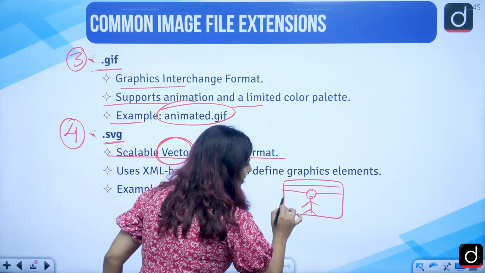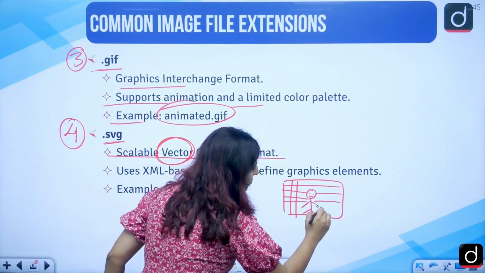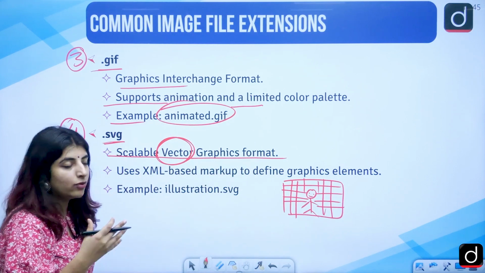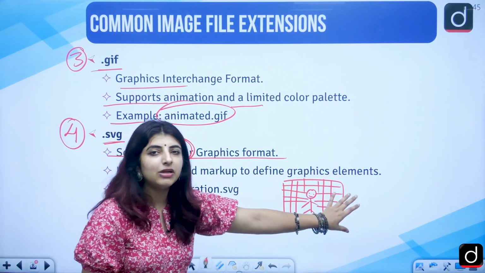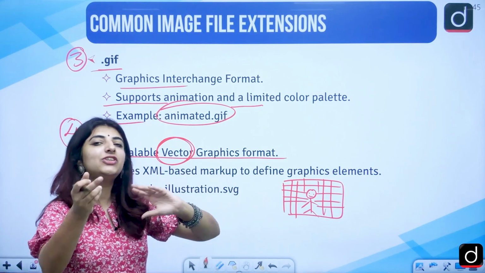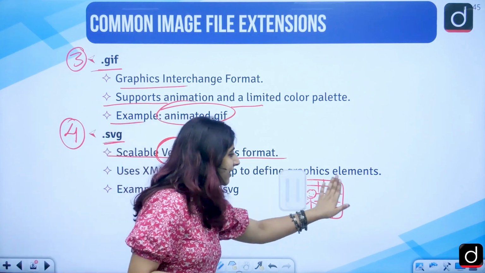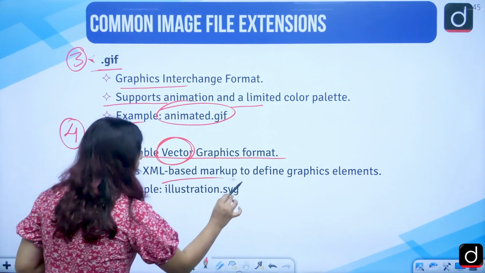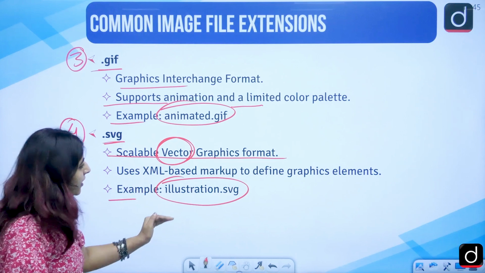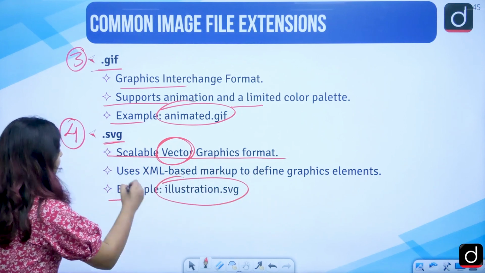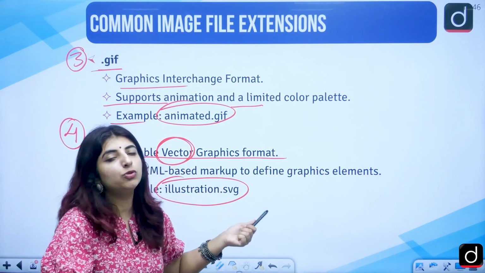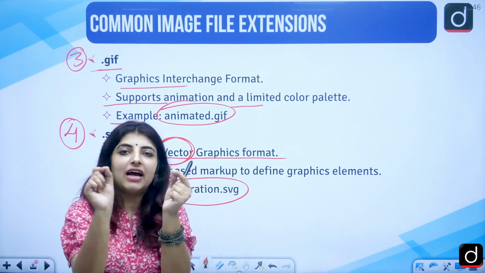And there will be these grids in the background. Correct? But when you download it and paste it in your document, these grids will be removed and only this picture will remain. So a high quality image is stored there without the background, without anything. Example is illustration.svg, and it uses XML, that is Extensible Markup Language, to define the graphic elements. So of course this can be a factual question because usually HTML is used to create web pages, but XML is used in SVG format to create the graphics, the images, etc.